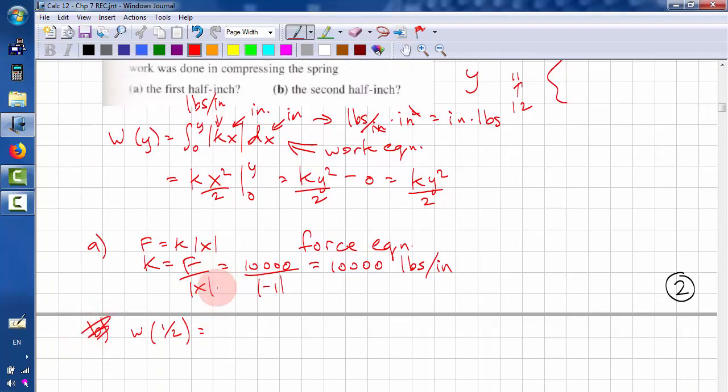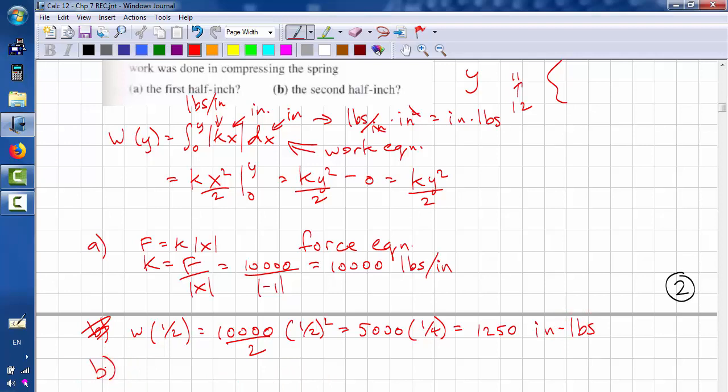So W of 1/2, we have 10,000 over 2 times 1/2 squared. Gives us 5,000 times 1/4. And that's 1250. And we need units. We already computed the units up here. That's inch pounds.